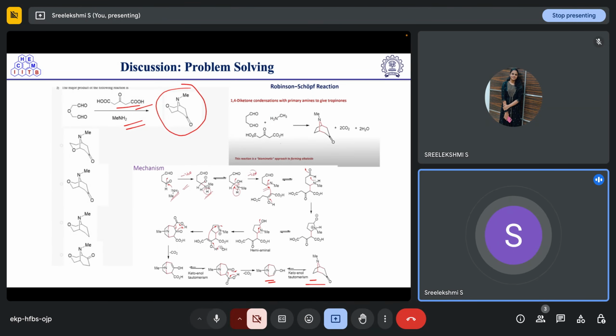So this is an example of a biomimetic approach to form alkaloids, and this is an example of the Robinson-Schöpf reaction, which is basically the condensation of 1,4-dialdehydes with primary amine to give tropinones. A tropinone kind of system is forming. So I hope this mechanism is clear. I'll give some time to recollect this.